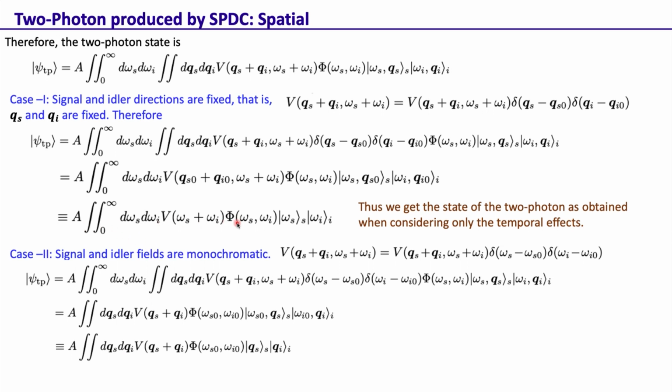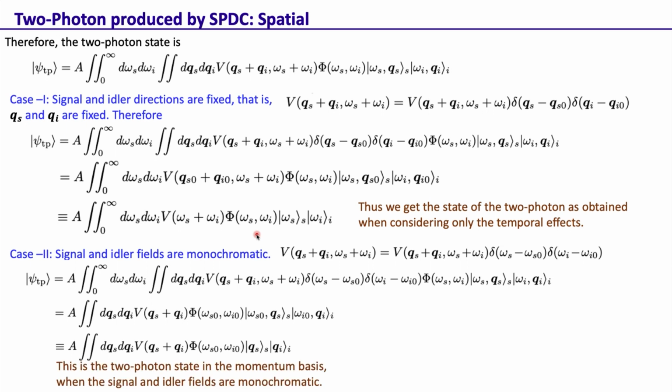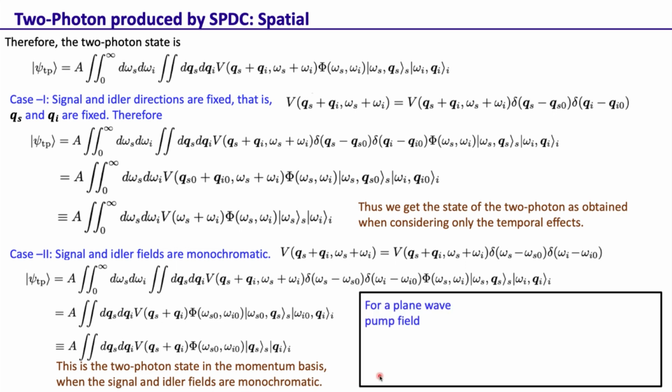That is a field when qs and qi are fixed, but the frequencies can take any value. So this is the two-photon state in the transverse momentum basis, and signal and idler fields are monochromatic. Now let's look at a special case, when the pump field is just a plane wave. If the pump field is a plane wave, then this v, the amplitude of the pump essentially, will take just a single value of qs plus qi.